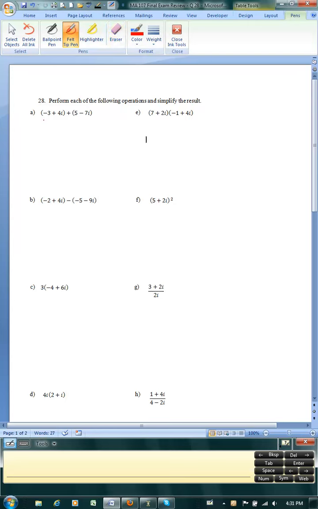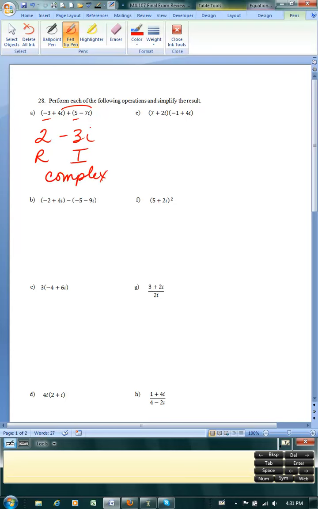the real number portion. Negative 3 and 5 is 2. And then the imaginary portion, 4i minus 7i is negative 3i. And usually you have to put these in standard form, which means you're going to have the real number first, the imaginary number second. And both of those are part of the complex number system.